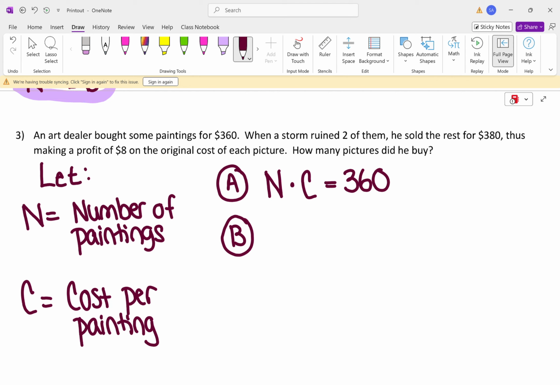Wait, how do we know each painting's the same amount? It's just inferred by reading it. If they said paintings cost different amounts, then we would have to account for that. But if they're not saying that, it's inferred that it's the same amount for each painting. Since we know that there's a profit of $8 on each painting, with cost C, it means we're going to have to multiply n minus 2 times C plus 8 and set it equal to 380.